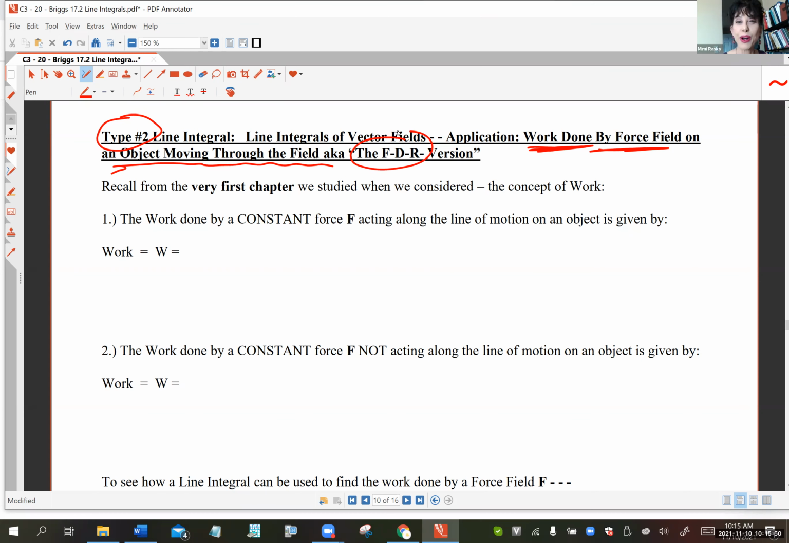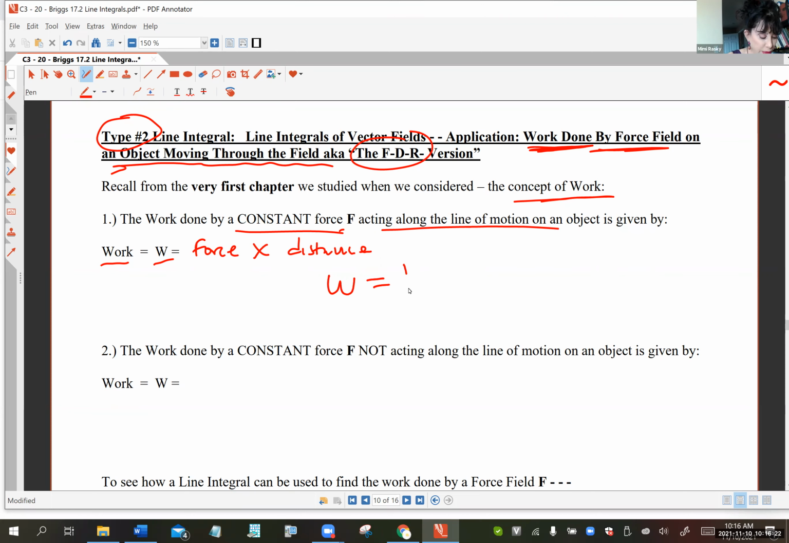So let's first do some prep work and some review. So recall in the very first chapter we did this semester, we talked about work. Yeah, and this is a physics concept. So work, which we'll call W, is equal to force times distance, where you've got some constant force acting on an object. And this is the type of formula you use when the force is acting along the line of motion. And usually you're not that lucky, okay? If you are that lucky, then work is going to be equal to the magnitude of the force times the distance, which is going to be PQ.